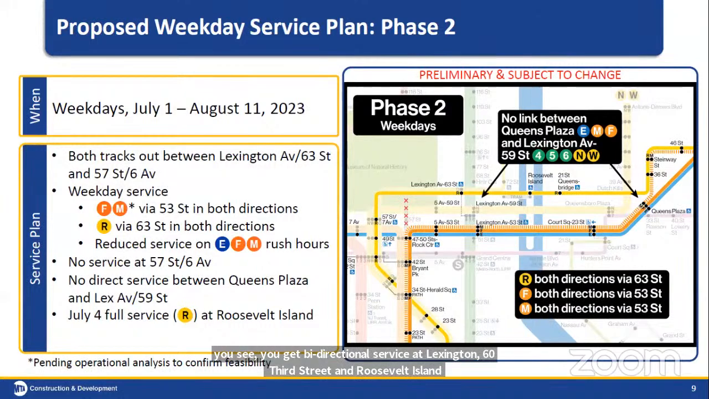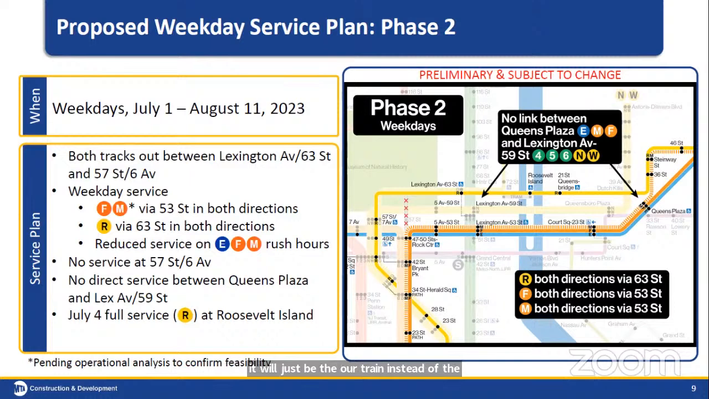Weekdays, since both tracks are out, all EF and M service will operate via 53rd Street and the R will be rerouted via 63rd Street in both directions, including on July 4th, when we are anticipating Roosevelt Island needing it for firework crowds on the river. So we'll have full bidirectional service there. It will just be the R train instead of the F train.